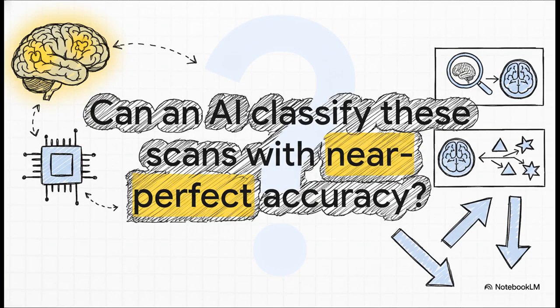So that's the big question, isn't it? Can we actually teach an AI to not just look at these images, but to understand them with the kind of accuracy you'd expect from an expert? We're going to find out by walking through 2 very different ways to tackle this.